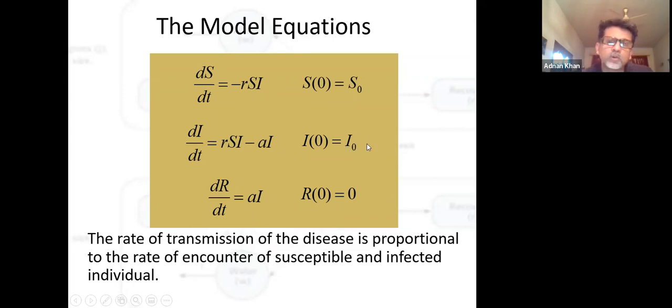S0 plus I0 is the total population at any time, right? S plus I plus R is a constant. If you just add these three, you get a constant, which means that S plus I plus R is fixed in time. This is S naught plus I naught. So S naught plus I naught is the total number, and that just remains fixed. It's like they locked everyone in LUMS, so nobody can escape LUMS. So that's why you're all fixed there.